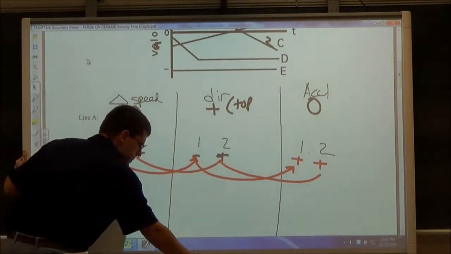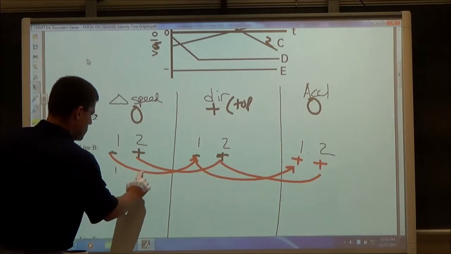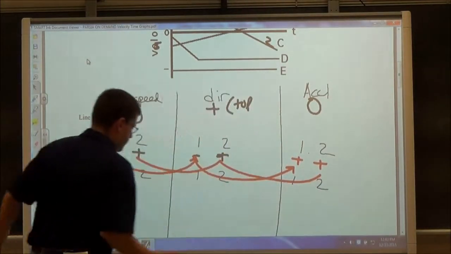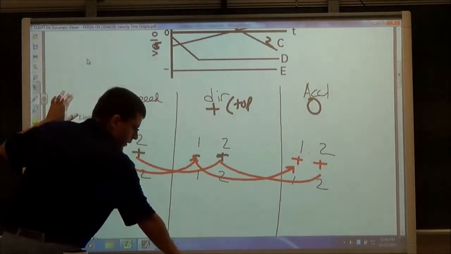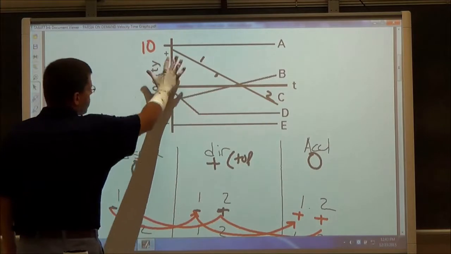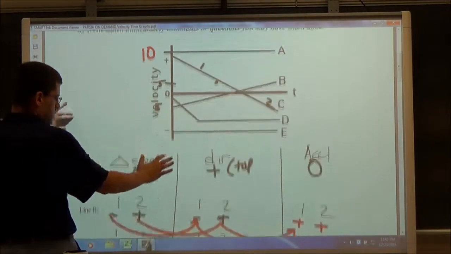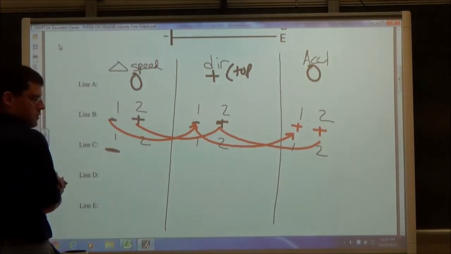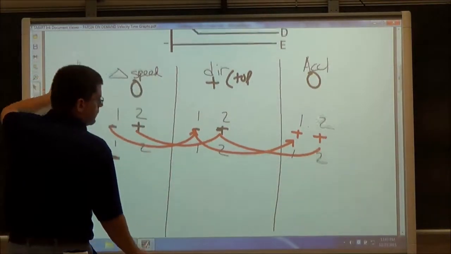Segment 1, 2. Right here, segment 1 for C. Am I speeding up or slowing down? I don't care about the direction. I'm slowing down. Negative.